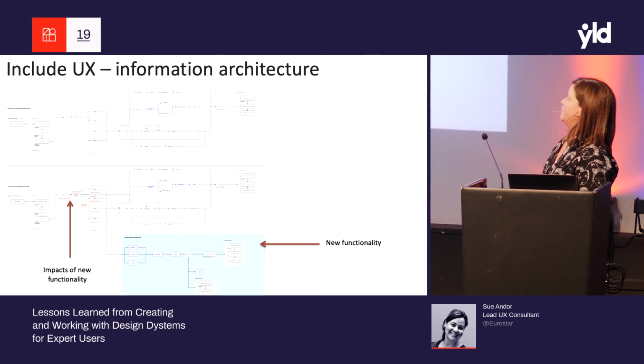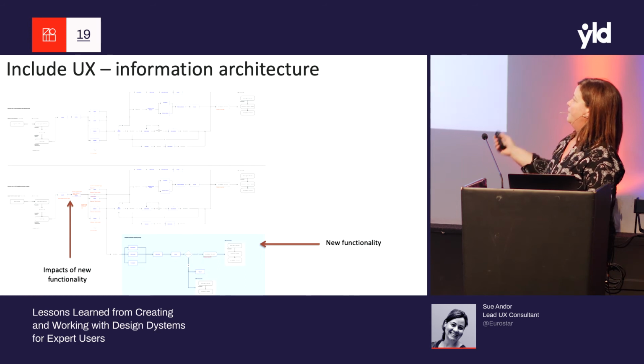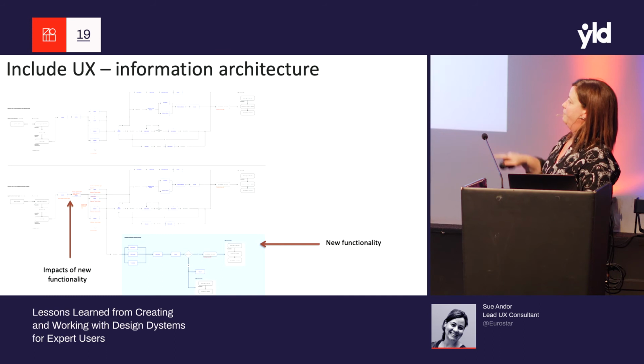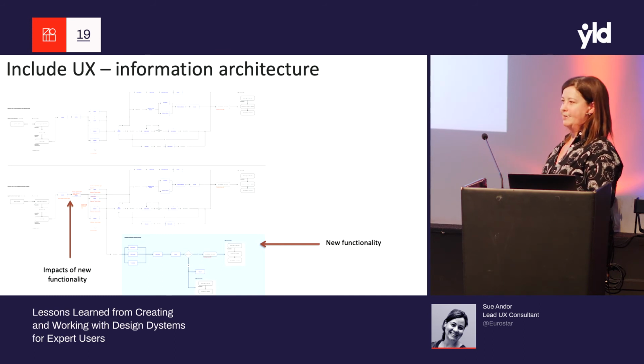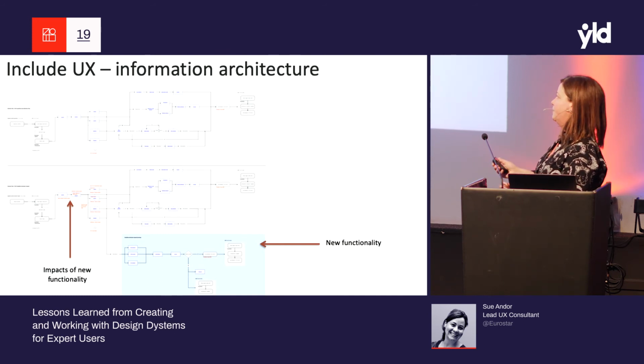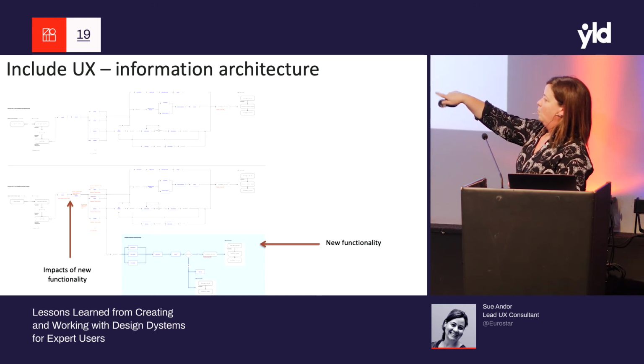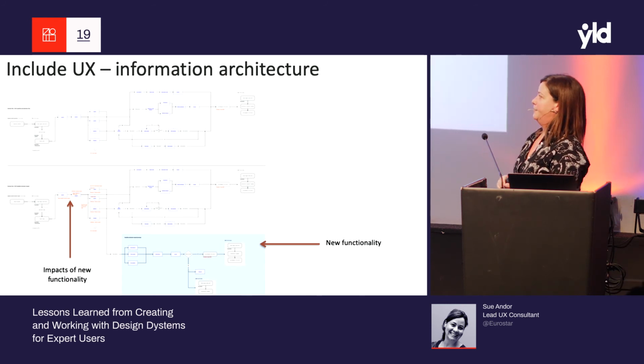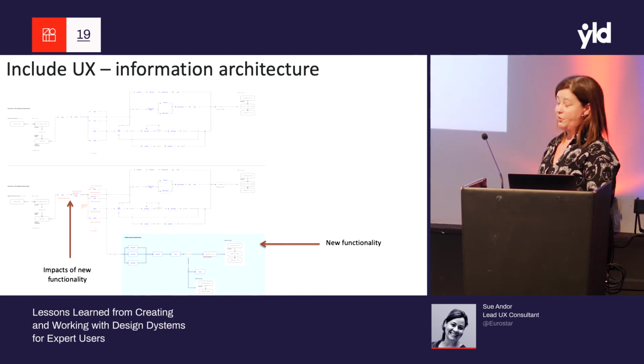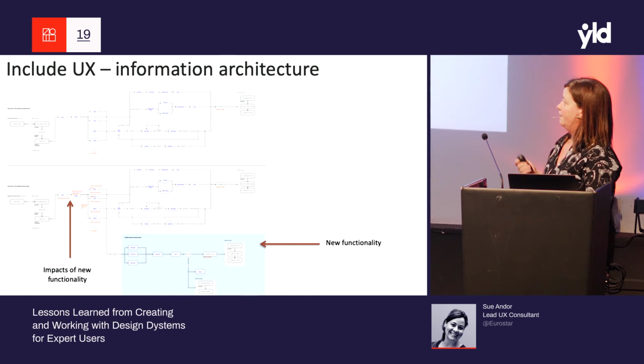And you can also use this to show change. So in this example here, it's the same type of journey, but the box in blue shows new functionality that's been added as we've iterated this service. And I've also been able to highlight to the team where there'll be impacts in our existing journeys, our existing sections or pages, which is really quite useful as well.